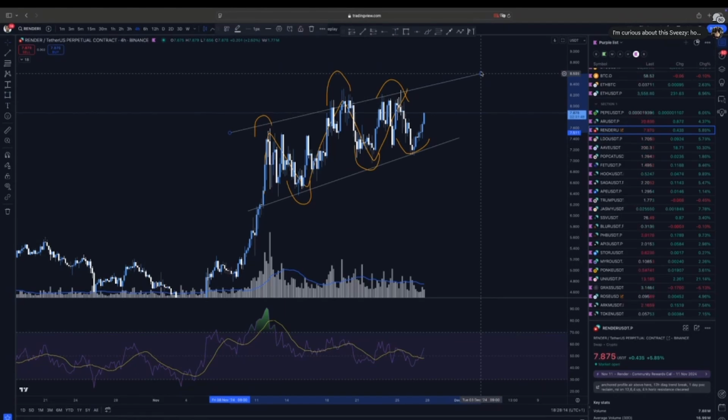But I'm curious about this. How do you draw your order blocks? I personally have a couple ways. I like to draw them, but absolutely, we can do that in a second. But let me just finish this thought on how I look for shorts.